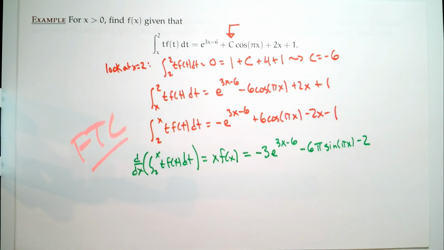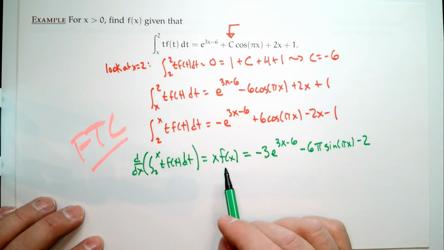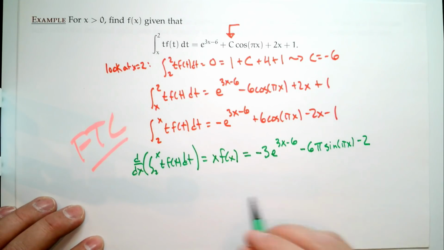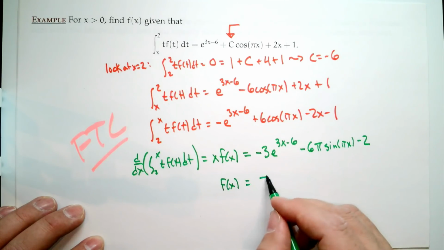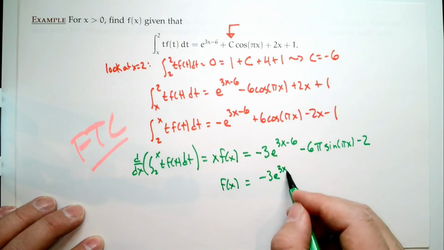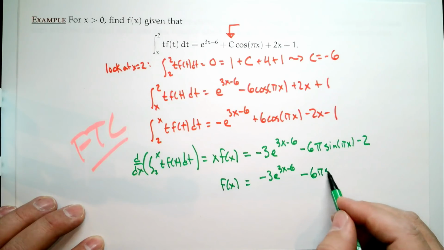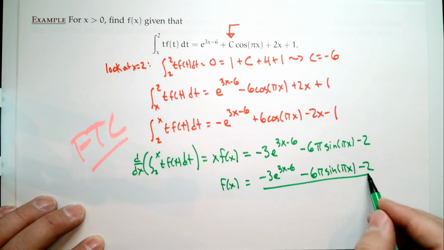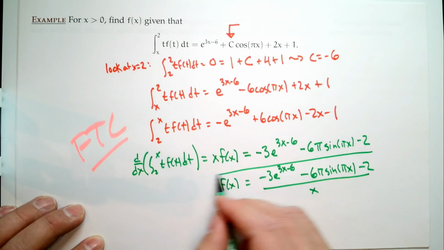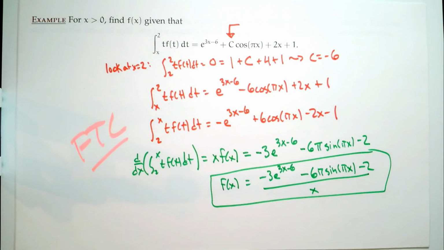All right. And so we're almost there. So that's x f of x is equal to that. So finally, to get f of x, divide everything by x. So minus 3 e to the 3x minus 6 minus 6 pi sine of pi x minus 2 all over x. And there we go. We have our function.